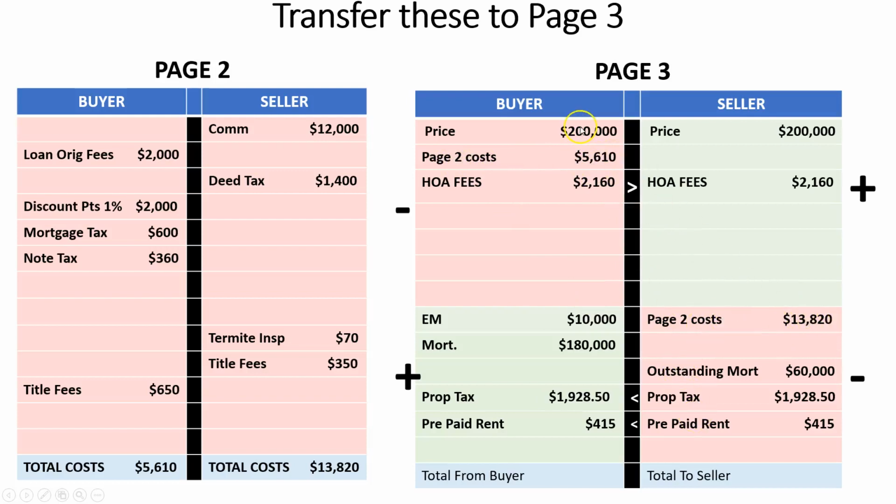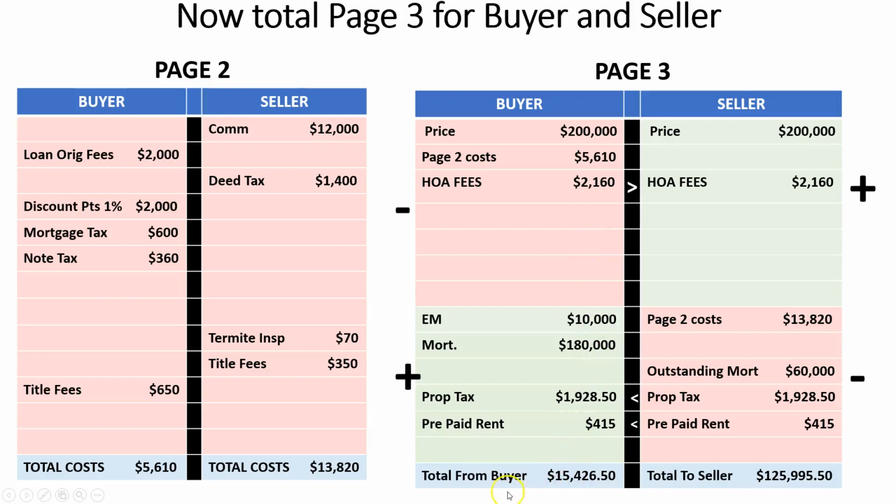Now we've finished the closing statement, we actually then add up all of these totals and negatives and pluses to come up with a final figure of what the buyer has got to come to the closing table with and what the seller is going to walk away with.